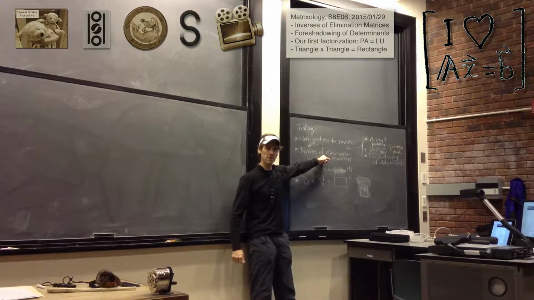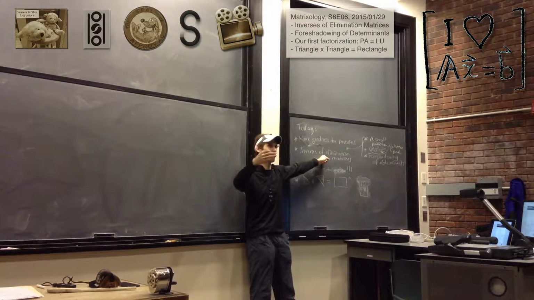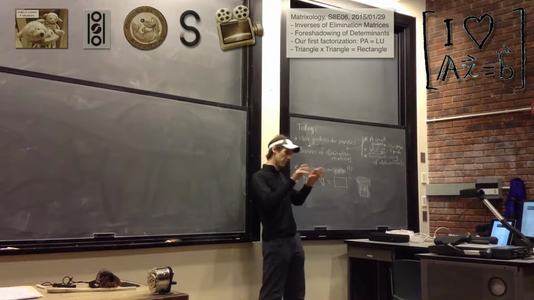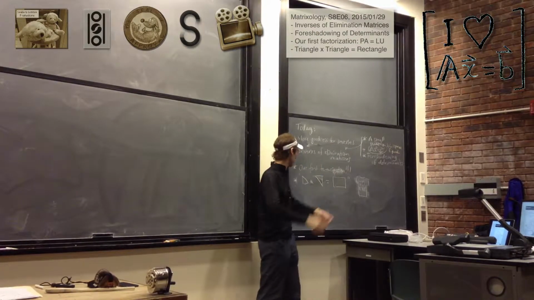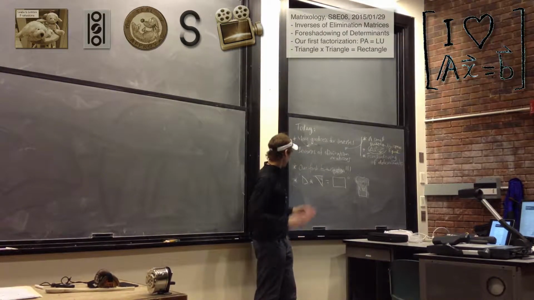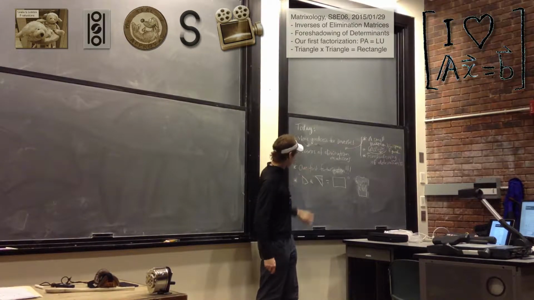Then we'll go into inverses of elimination matrices. So this is what we've done. We've taken row operations and encoded them into matrices, so that instead of saying, oh, let's do this row operation, we make a matrix that does it for us. And that gives us all this extra power. Take over the world. And we'll get to our first factorization.